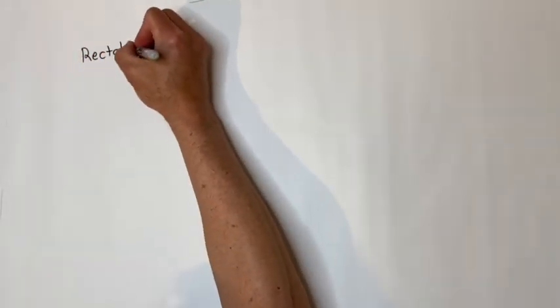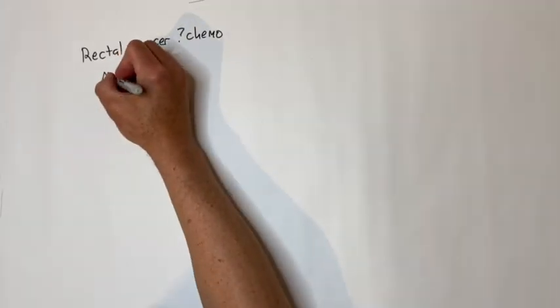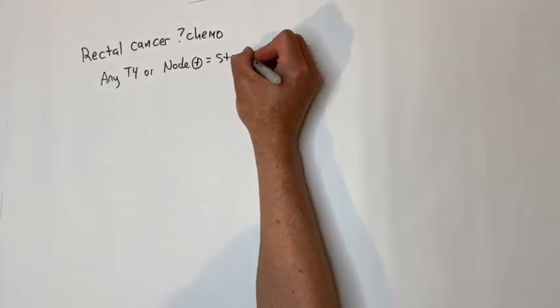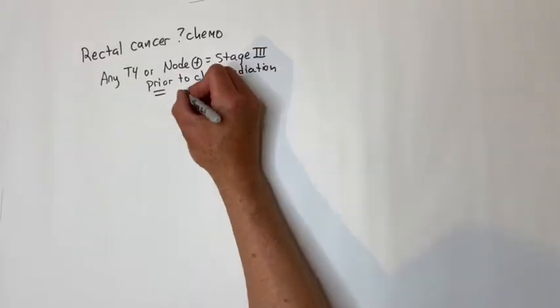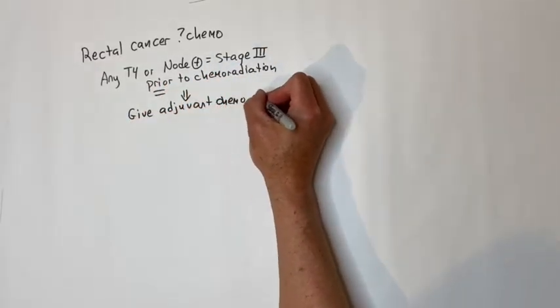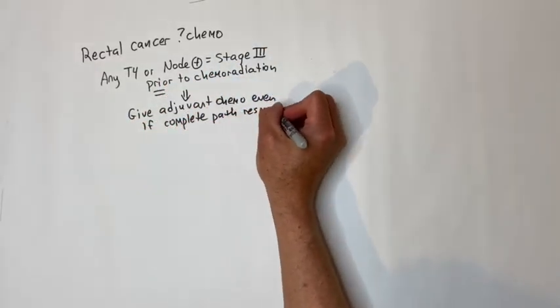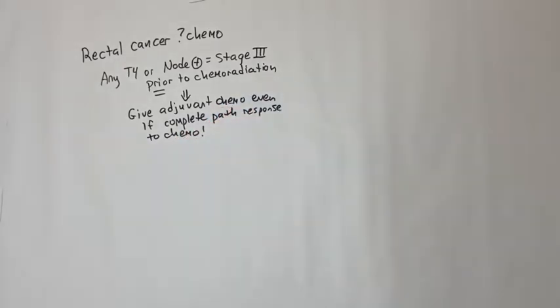Chemotherapy is given after surgery usually, and it is given to patients who had stage 3 disease prior to chemoradiation, even if they had a good response. Even a complete pathologic response, meaning there is no cancer left in the rectum. So chemotherapy decisions are based on pre-treatment staging.